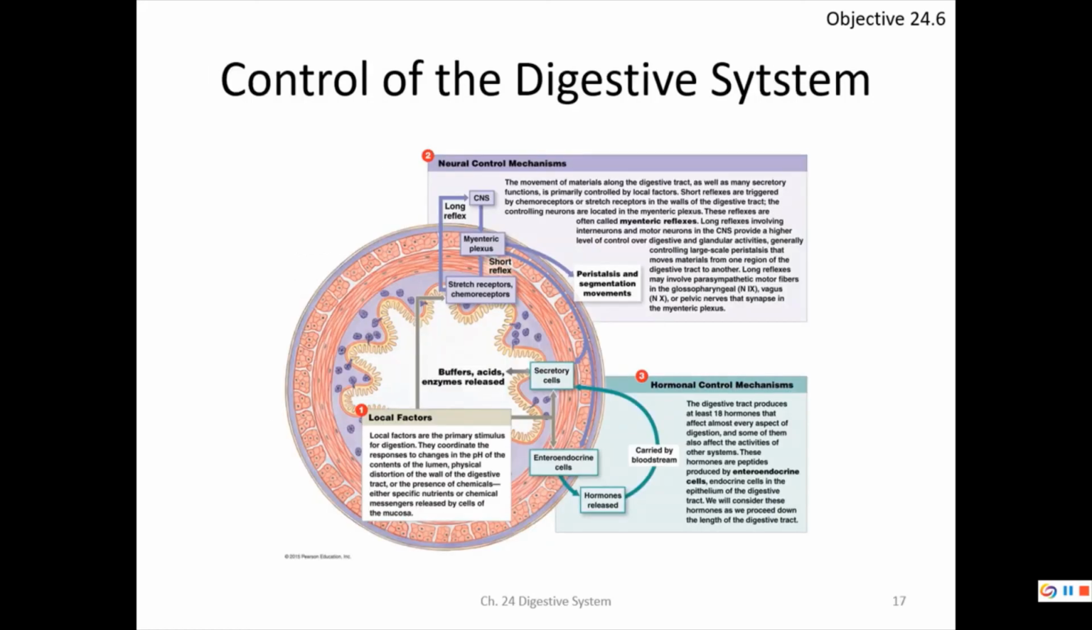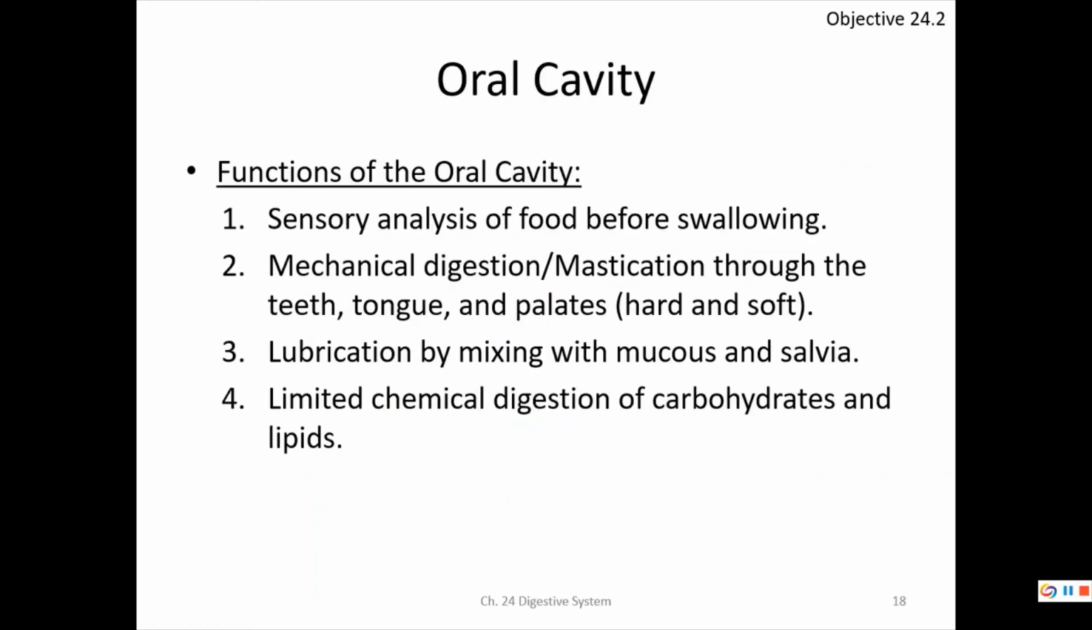Now, as you can see, both neural and hormonal mechanisms control the digestive tract itself. Local mechanisms, long reflexes, short reflexes, and other hormonal actions control the release and movement of the gut, digestive processes, things like that.